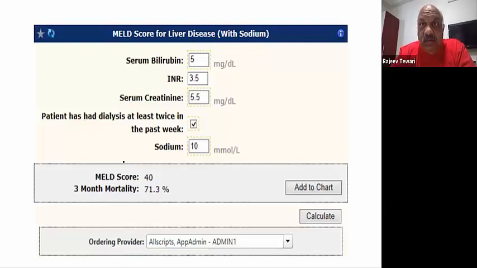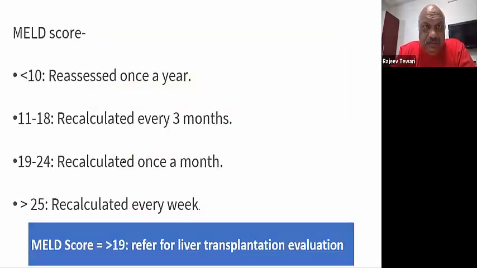Next slide please. So remember, bilirubin, creatinine, INR and sodium. These 4 parameters you have to take. Next slide please. These lines are not important, only last 2 lines you have to remember. If the MELD score is more than 19, the last line in blue color, you refer for transplant. And more than 25, then the transplant should be done on urgent basis. Then you have to do MELD score weekly.